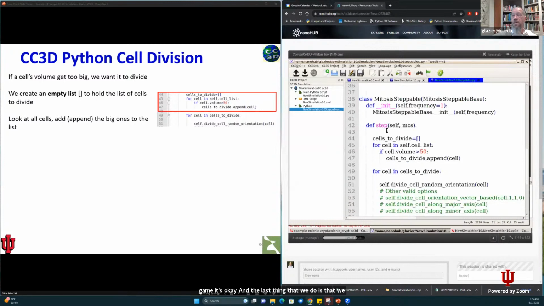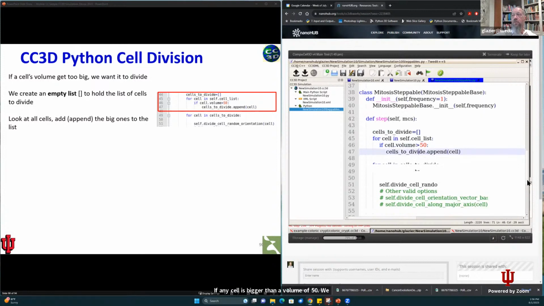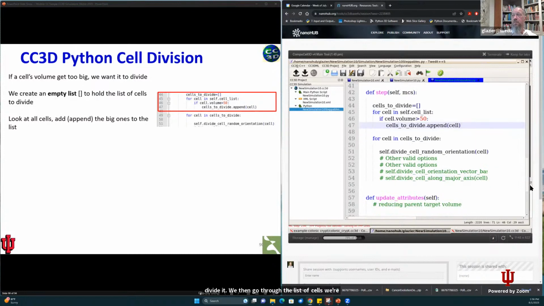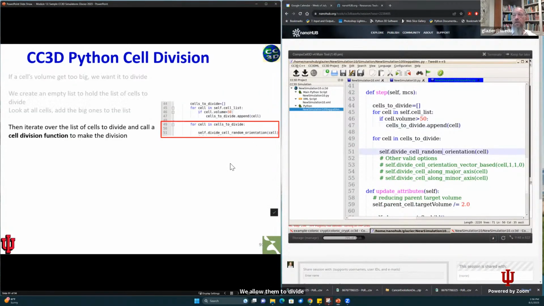In this case, at every time step, we make a list where we store the cells that we might want to divide. If any cell is bigger than a volume of 50, we say to divide it. We then go through the list of cells we're going to divide. We allow them to divide in a variety of orientations, in this case, random orientation.